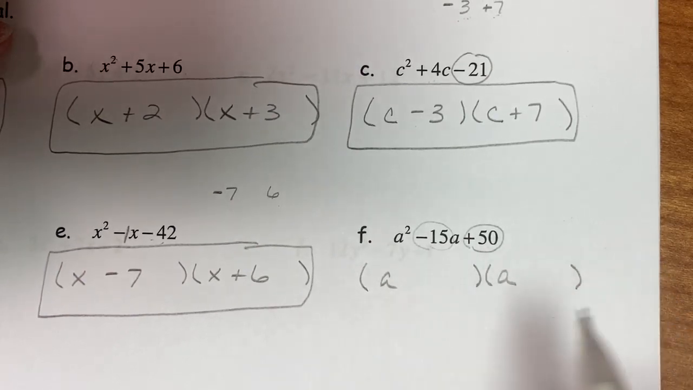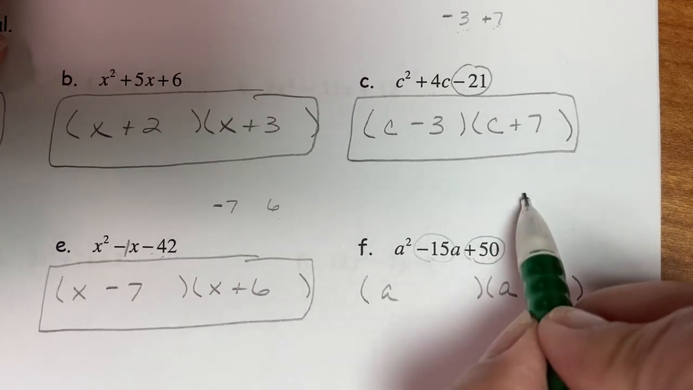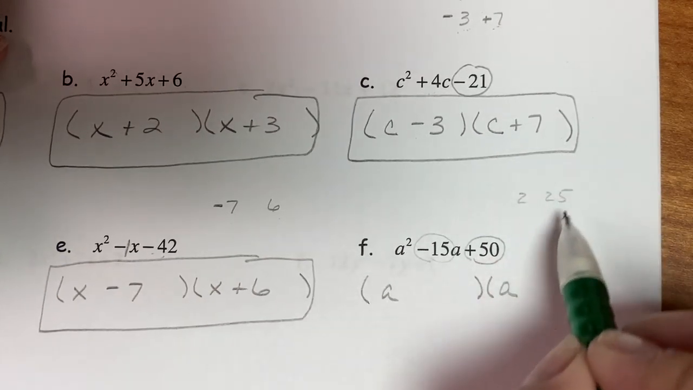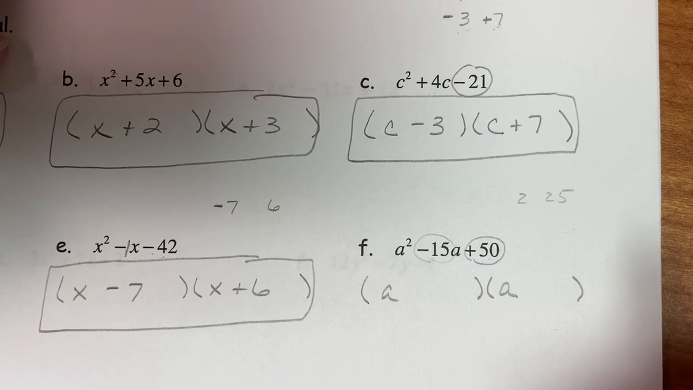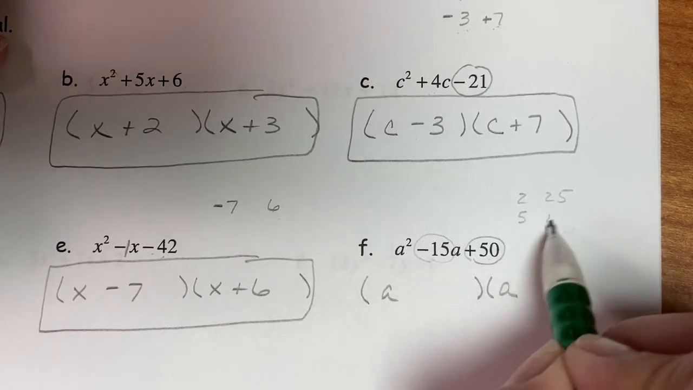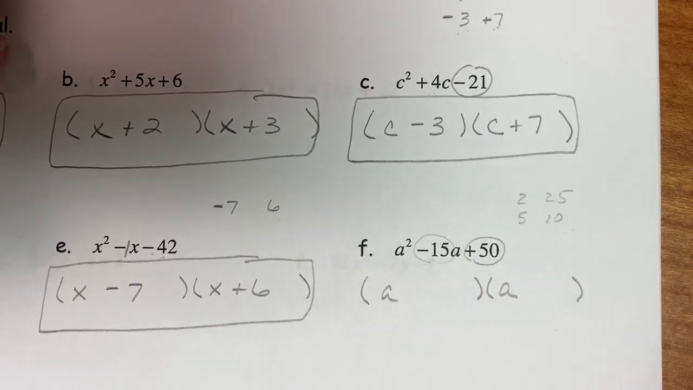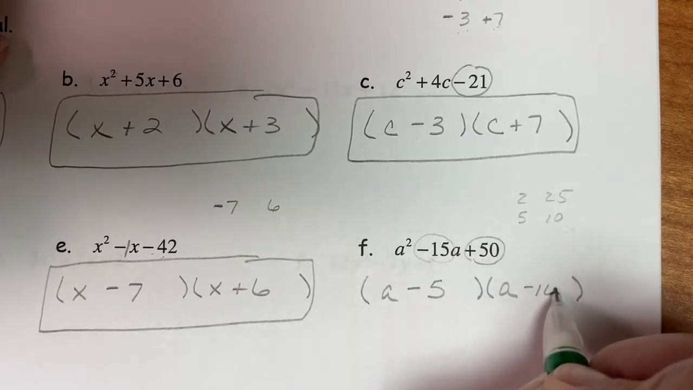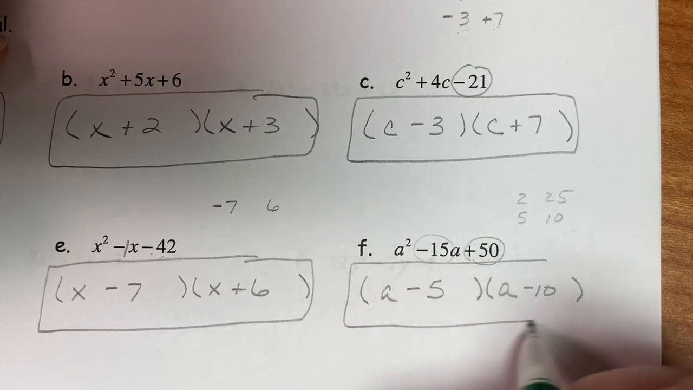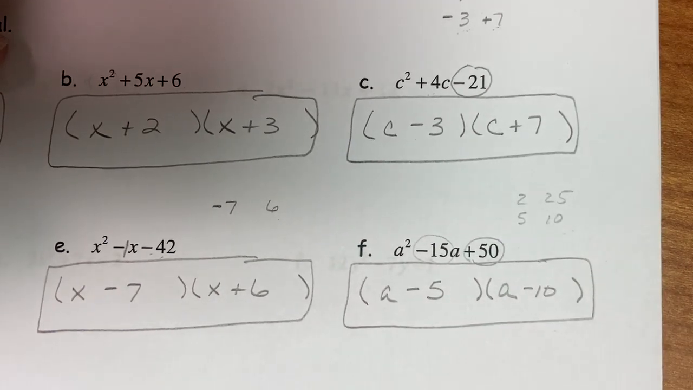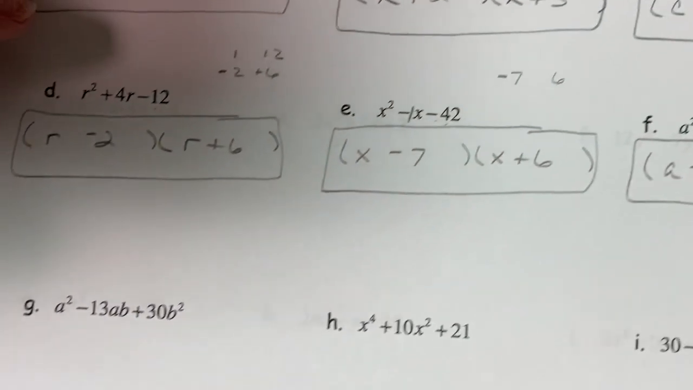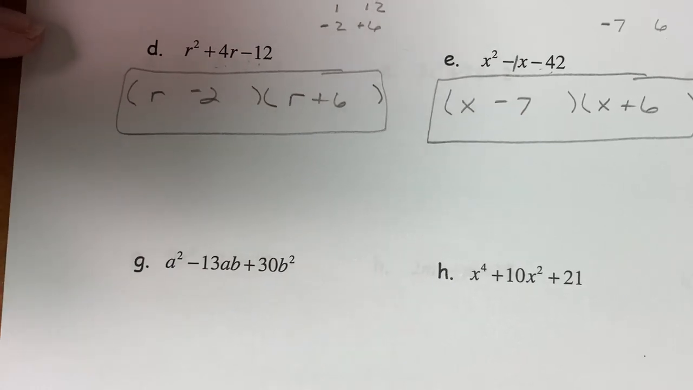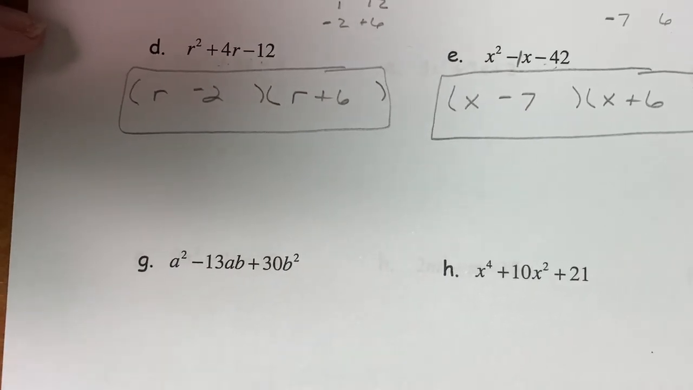So what are those two numbers? Well, what multiplies together to get 50? 2 and 25. Can I get a 15 out of there? No. 5 times 10, can I get a 15 out of there? Absolutely, but it's going to be negative 5 and negative 10. So we're unFOILing. Now I threw an extra variable in here on you. No big deal.